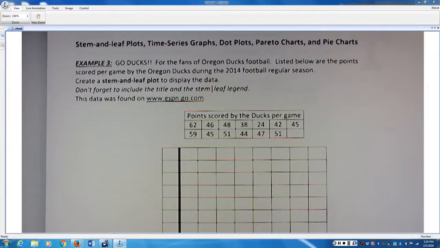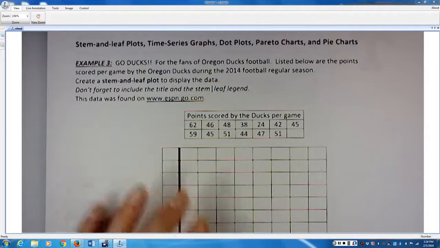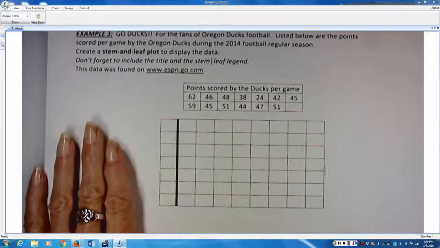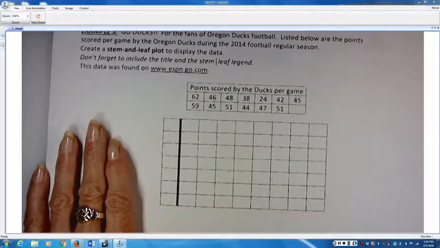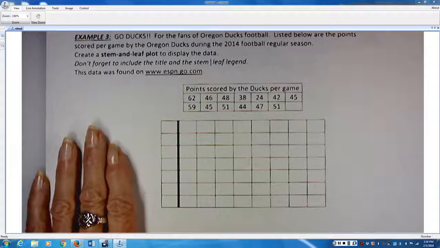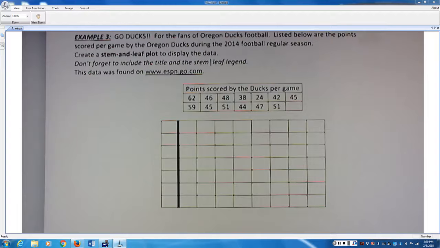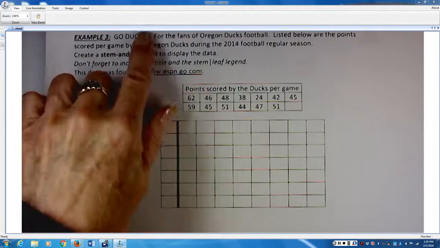The first thing we're going to make is a stem and leaf plot, and the stem and leaf plot that we're going to make is for the points scored by the Ducks football team in the 2014 football season. And I'm going to tell you right now up front, I did not make up this example.